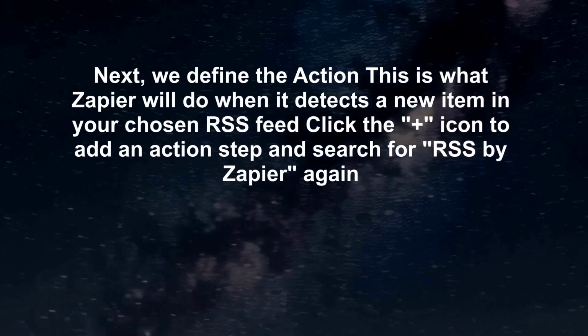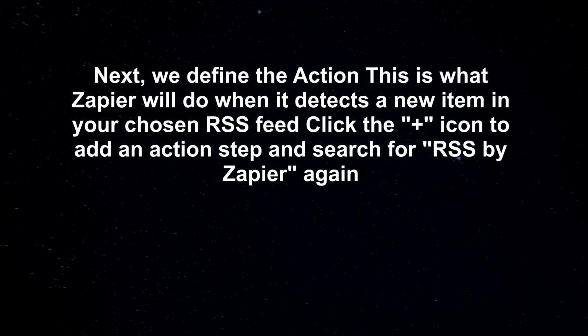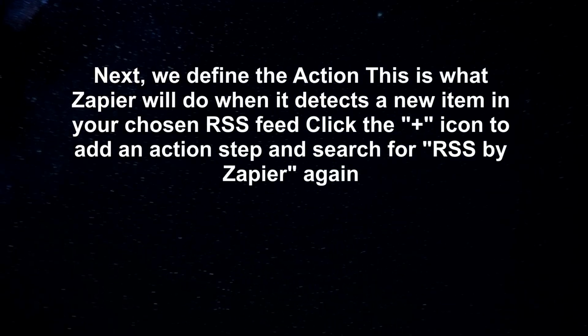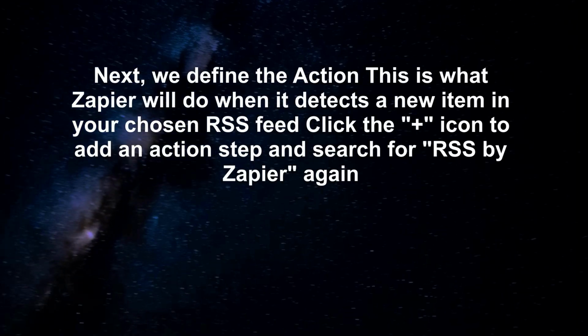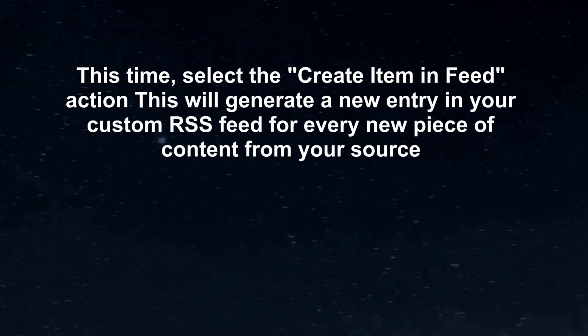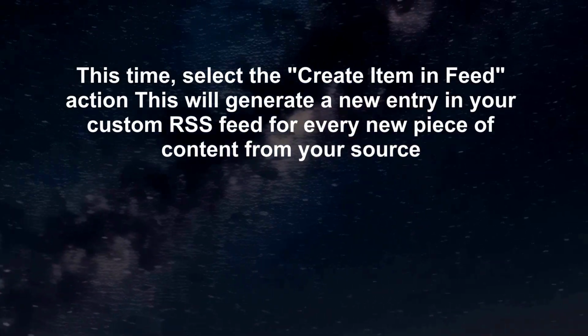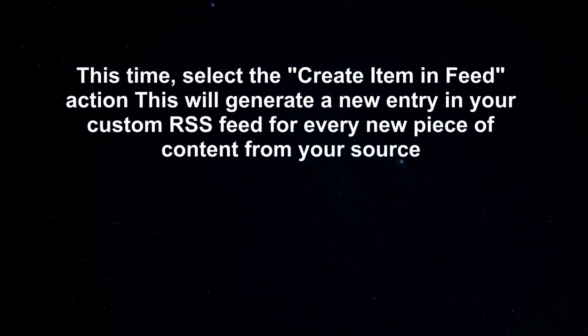This is what Zapier will do when it detects a new item in your chosen RSS feed. Click the plus icon to add an action step and search for RSS by Zapier again. This time, select the Create Item in Feed action. This will generate a new entry in your custom RSS feed for every new piece of content from your source.